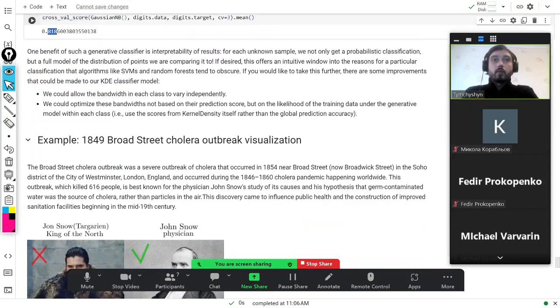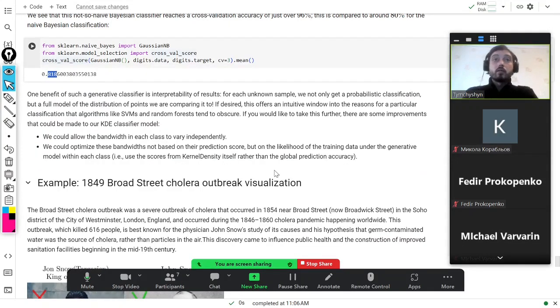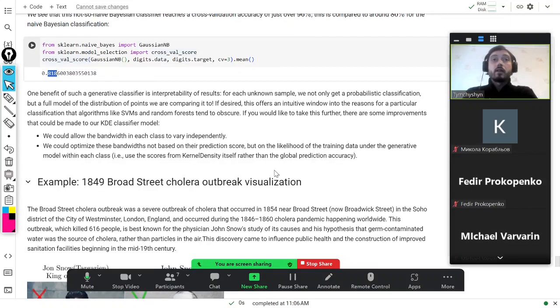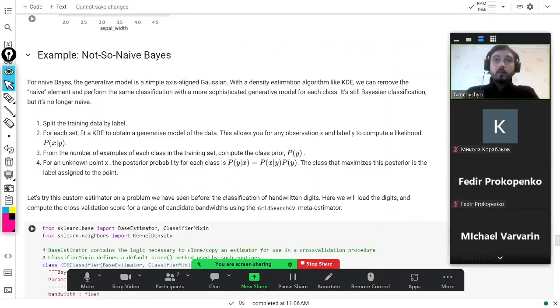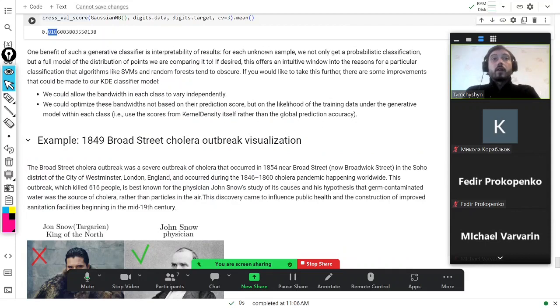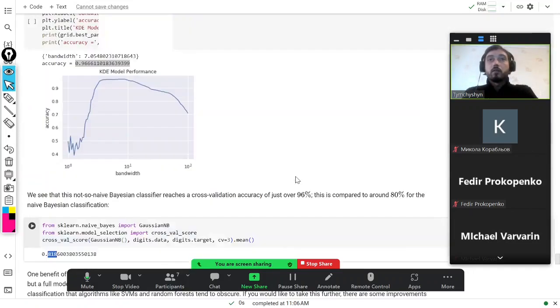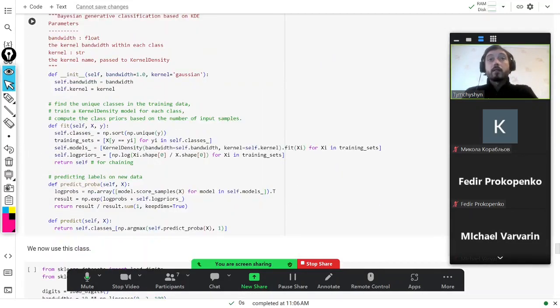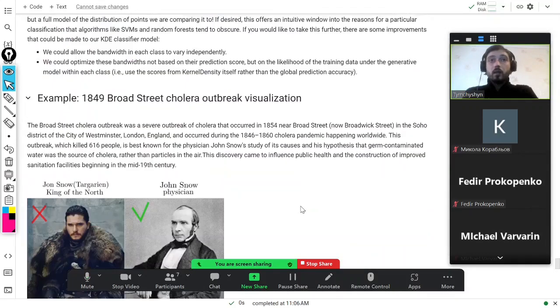Okay. Of course, we can do some further improvements of our KDE classifier model. When classifying, we can allow the bandwidths in each class to vary independently. That may make results better, and we can optimize these bandwidths not based on their prediction score, but on the likelihood of the training data under the generative model of each class. So we can even make sure there are some points to make everything better.